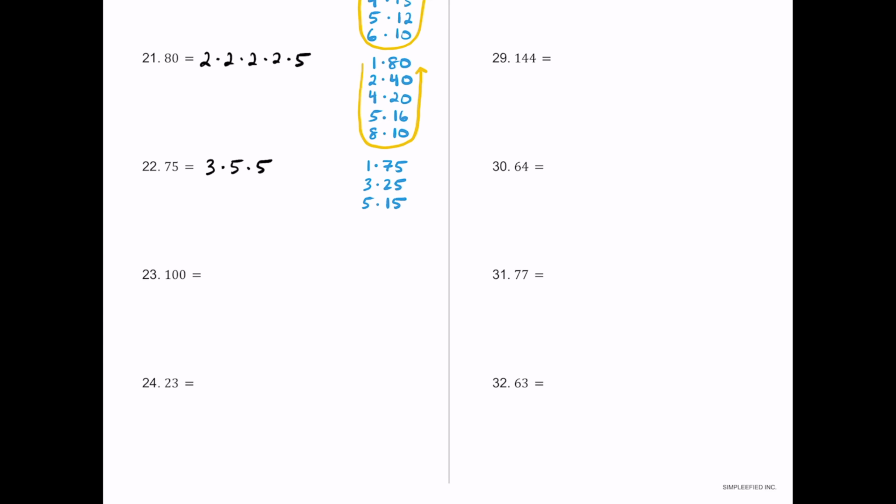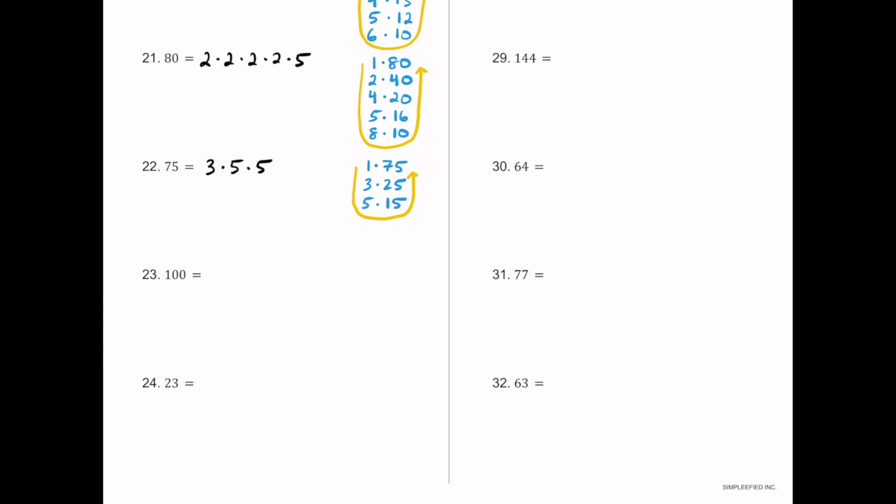6 doesn't work because you need a 2. 7 doesn't work because it's prime and it's not on the list. 8 requires 2s, 9 requires 2 3s, we only have 1. 10 requires a 2 because it's an even number, and so you can keep looking, but I'll tell you right now that there are only 6 factors for the number 75.